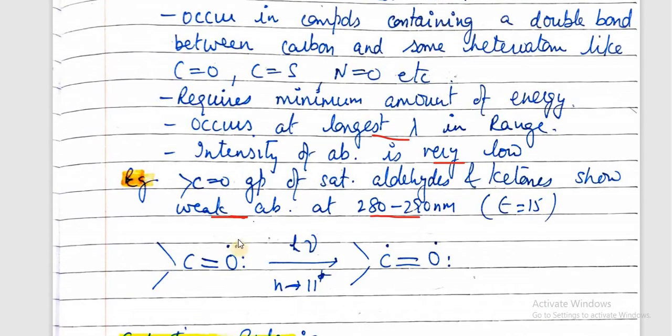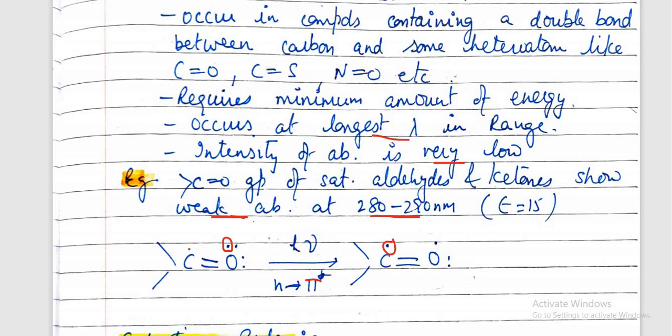So this can be shown as C double bond O. Oxygen has two lone pairs, so one electron, as shown, gets excited to this carbon, which represents the n to pi star transition. So these are the four types of transitions. Of these four types, we will mainly be dealing with the last two, that is pi to pi star and n to pi star transitions.